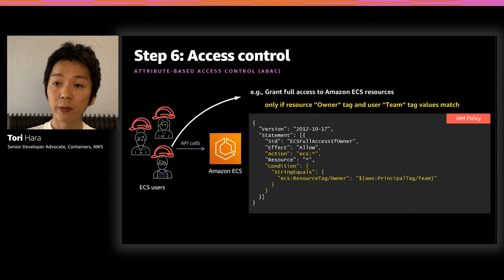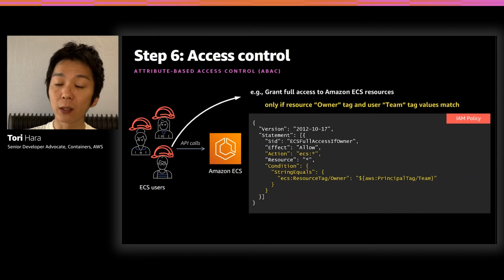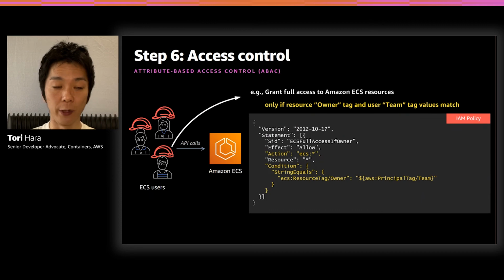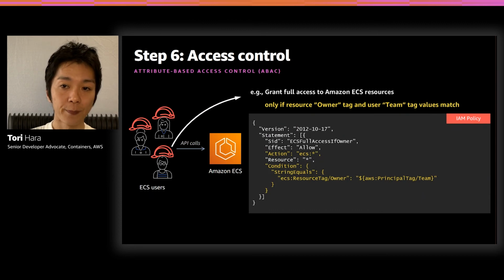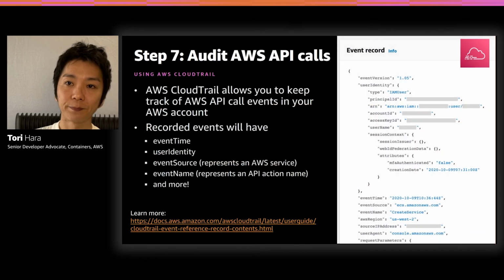With the IAM policy in this example here, all users are allowed to call any ECS APIs only when the two tag values match: the owner tag value of the ECS resource and the team tag value of the IAM user. This is very good, right? Okay then, let's go to the next step.